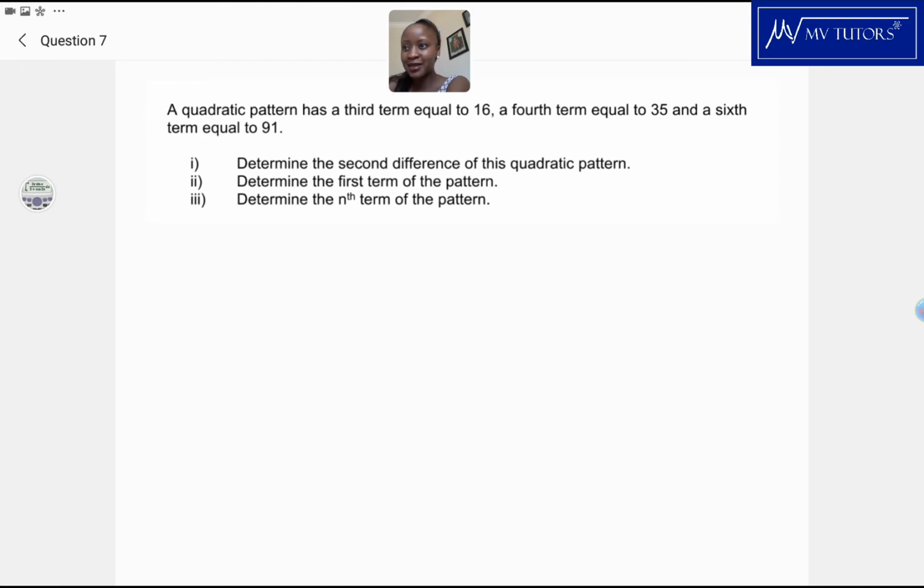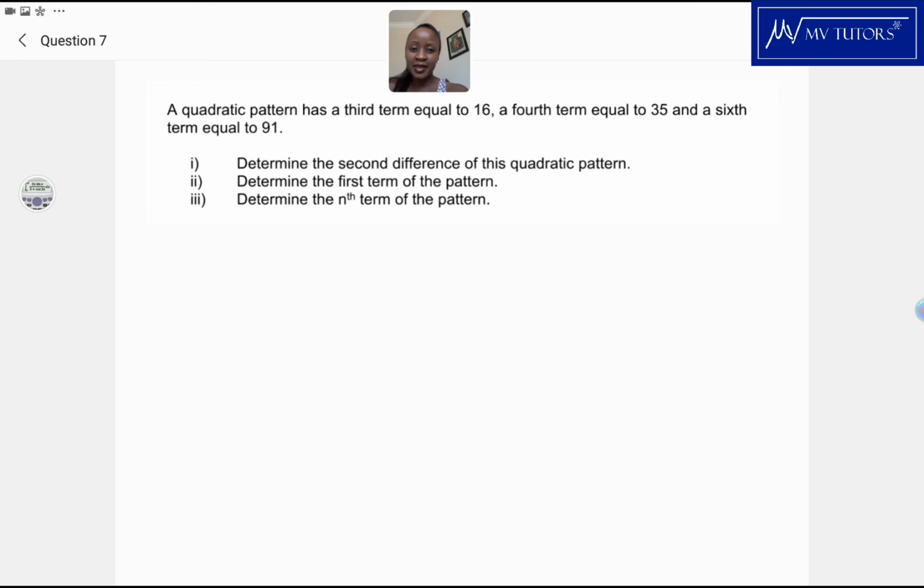So yeah, what does it say? A quadratic pattern has a third term equal to 16, a fourth term equal to 35, and a sixth term equal to 91. The first question: determine the second difference of this quadratic pattern. We aren't given much here, are we? But let's see what we can do with what we have.